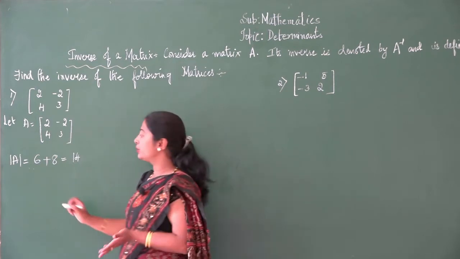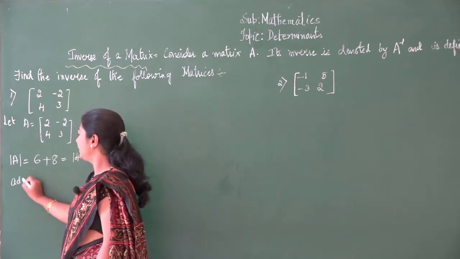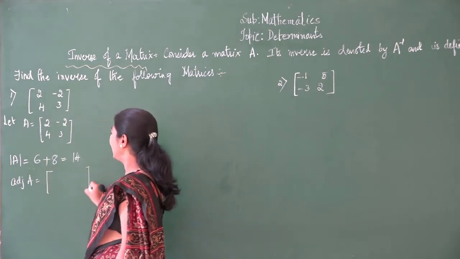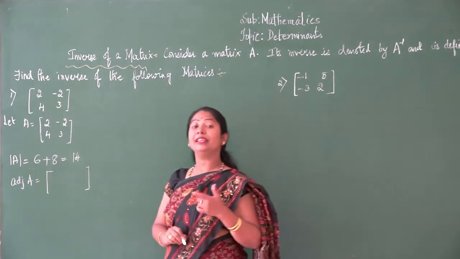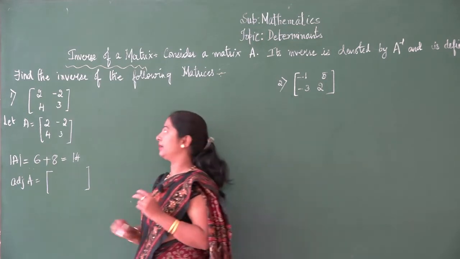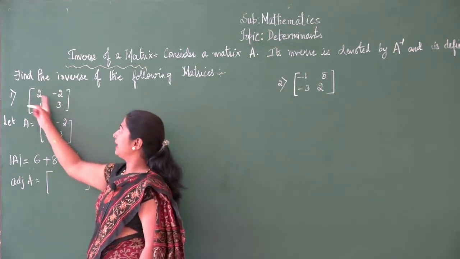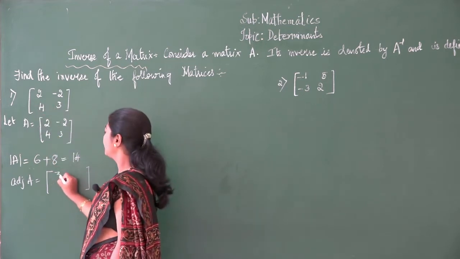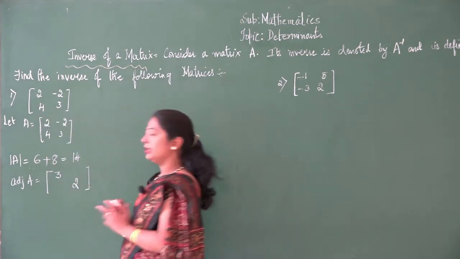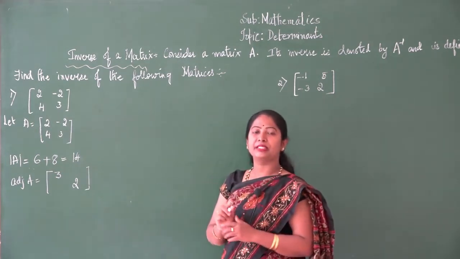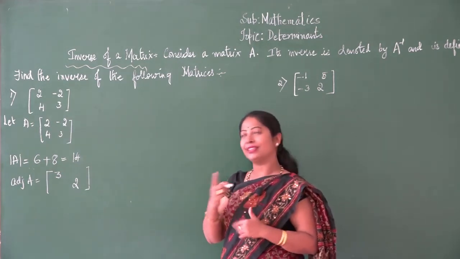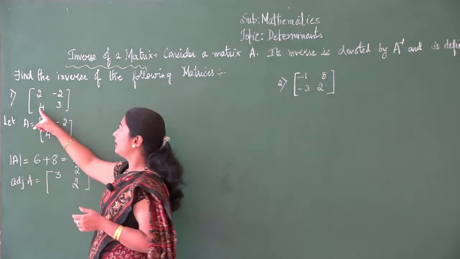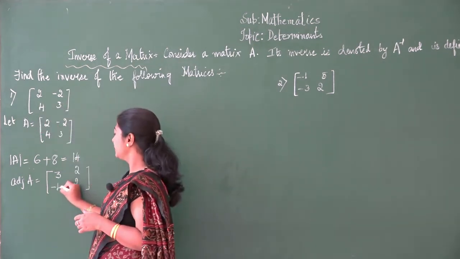Now next, adjoint A. How do you find adjoint A? Interchange the principal diagonal elements, change the sign of the other elements for a 2 cross 2 matrix. So interchange the principal diagonal elements. These are principal diagonal elements which have to be interchanged. So this becomes 3 and this becomes 2. Change the sign of the other elements. If it is positive, make it as negative and vice versa. So here it is minus 2, so this will become plus 2. Here it is 4, this will become minus 4.